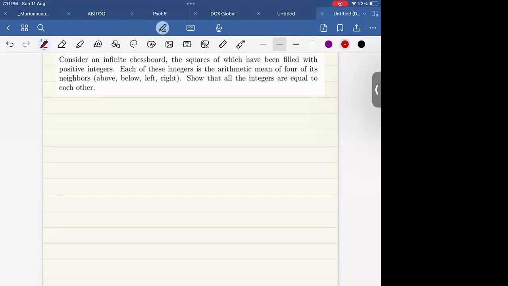So, this problem states you have an infinite chessboard. Each square has been filled with a positive integer. You must show that each integer in a cell is the arithmetic mean of the four neighbors. You must show that all integers are equal to each other. So anyone has any ideas how to do this?